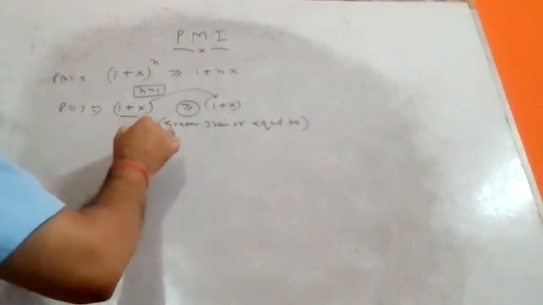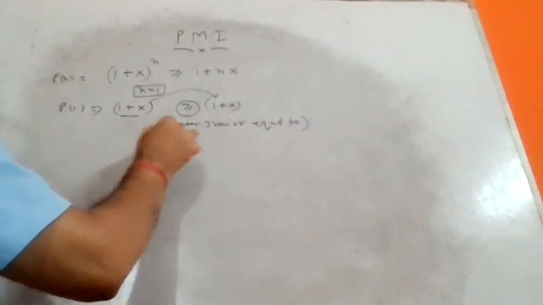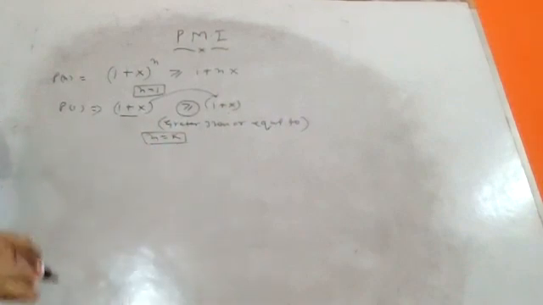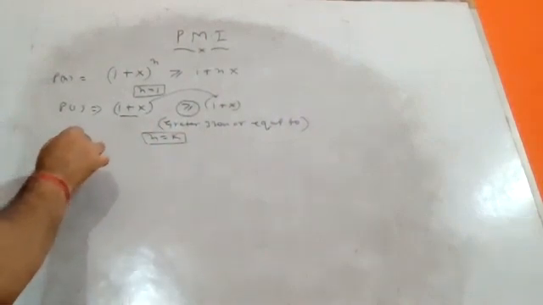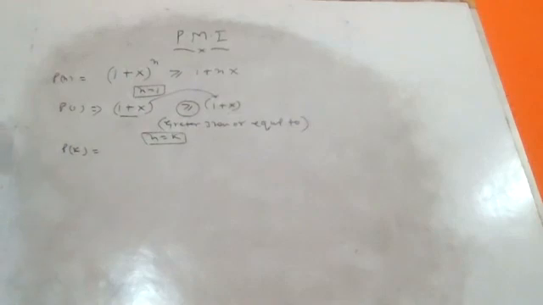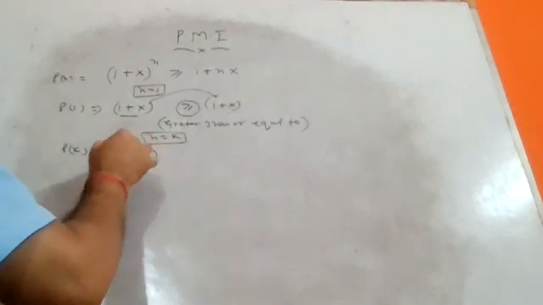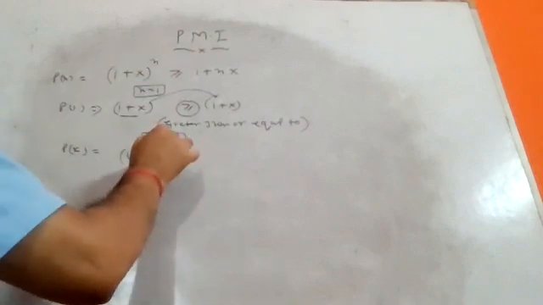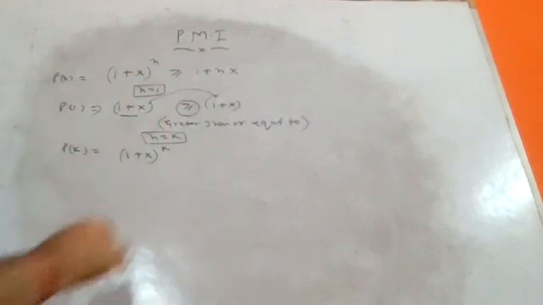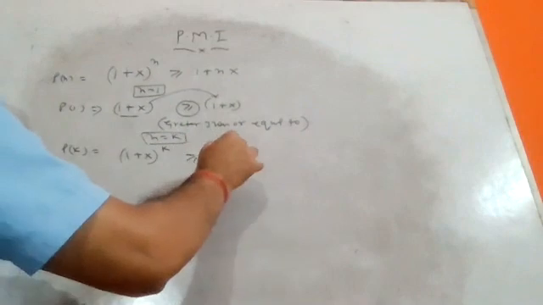And now we are going to assume that it's also true for n equal to k. So we put the value of k in place of n, right? So (1 plus x) raised to power k is greater than or equal to 1 plus kx. In place of n we put k, so this is 1 plus kx. This is for the first value.